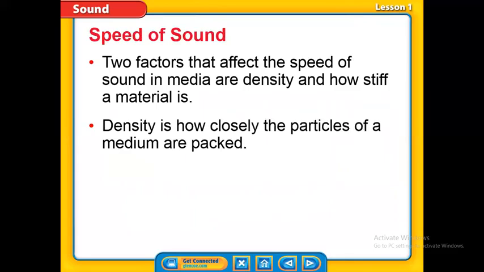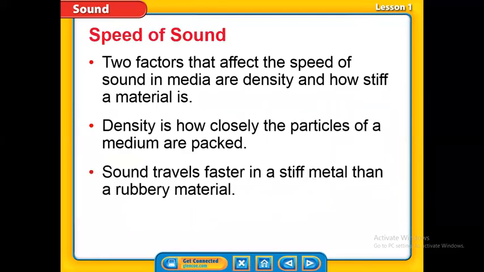The speed of sound is affected by two factors. The first is density, and density means how closely the particles are packed to each other. The second thing is that sound travels faster in stiff metal than in rubbery material.